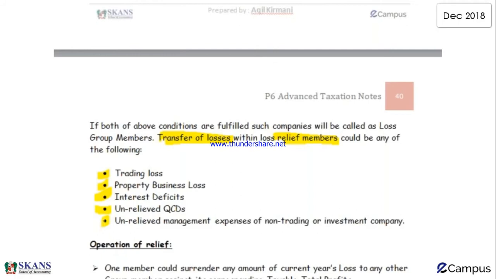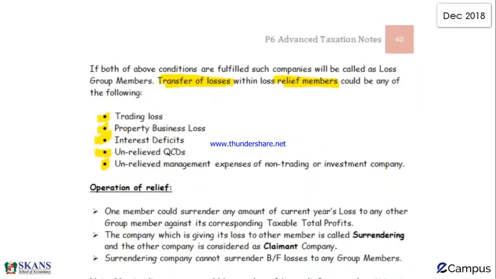Yes, non-trading companies could be part of loss relief group, but they could not be ultimate parent company. If they are, they would not be members. Rest of the companies would still be members. So they could be a subsidiary in this group, but they could not be ultimate parent company. And if there are any unrelieved management expenses, as we discussed yesterday, yes, those unrelieved management expenses could be surrendered to any group members. So any loss other than capital loss, this is how I say it. So it could be trading loss, it could be property loss, it could be interest deficit, it could be unrelieved QCD and unrelieved management expenses of non-trading companies.